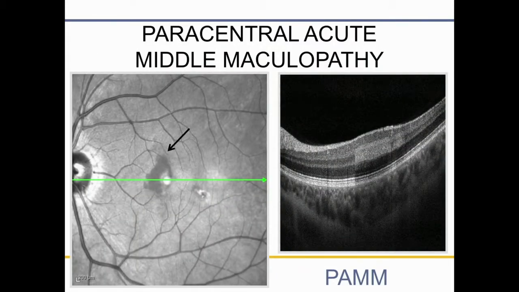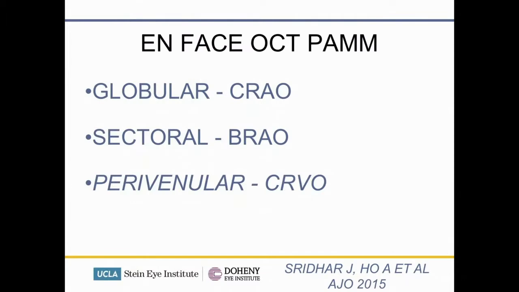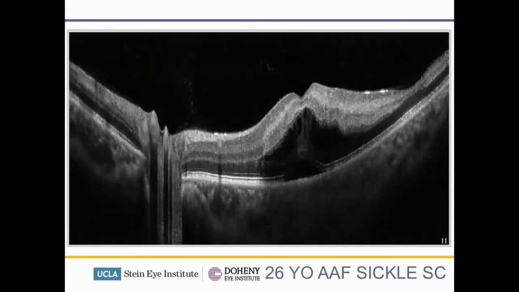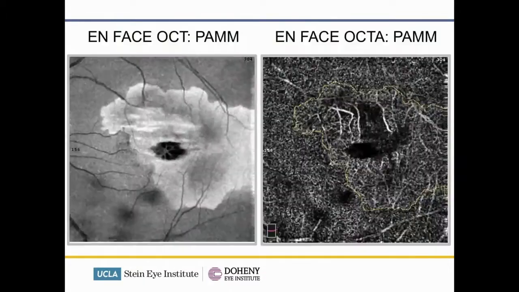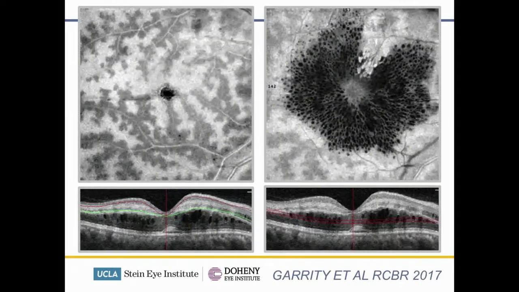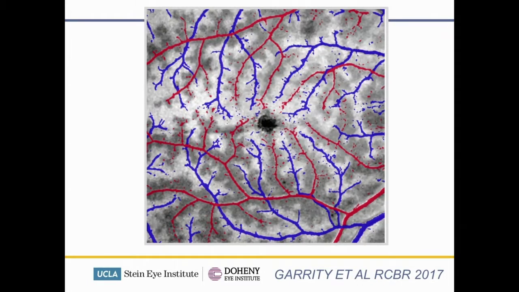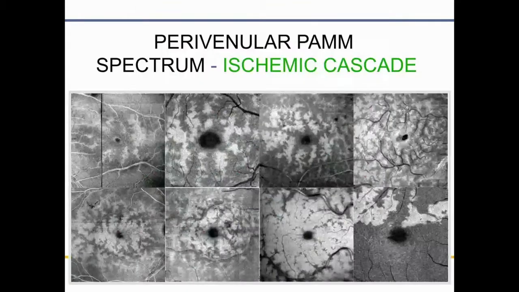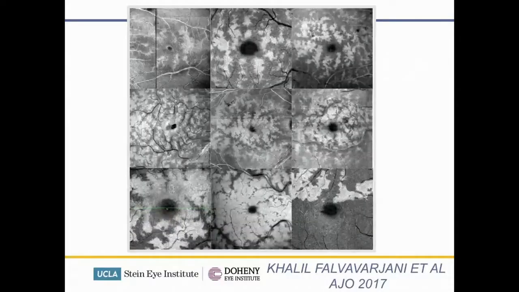En-face OCT has also helped us better understand paracentral acute middle maculopathy, which is a hyperreflective band at the level of the inner nuclear layer. If you plot these lesions on an en-face plane, you will see that PAM can have either a globular or a very remarkable perivenular, fern-like pattern. When we overlay the vasculature on the en-face OCT, you can see that these perivenular PAM lesions are exclusively in a perivenular pattern with periarterial sparing and actually have a spectrum of severity, which may indicate an ischemic cascade.